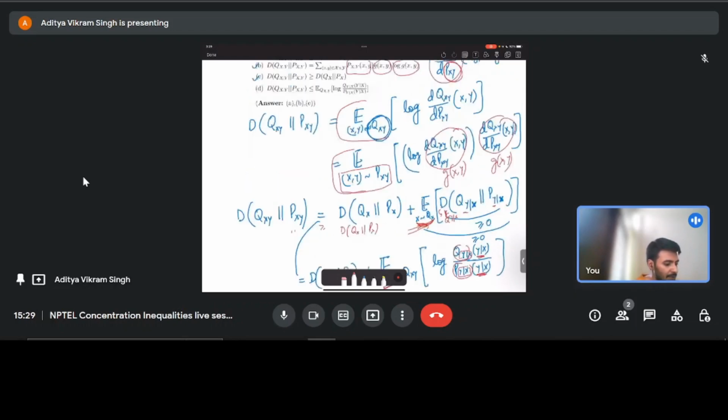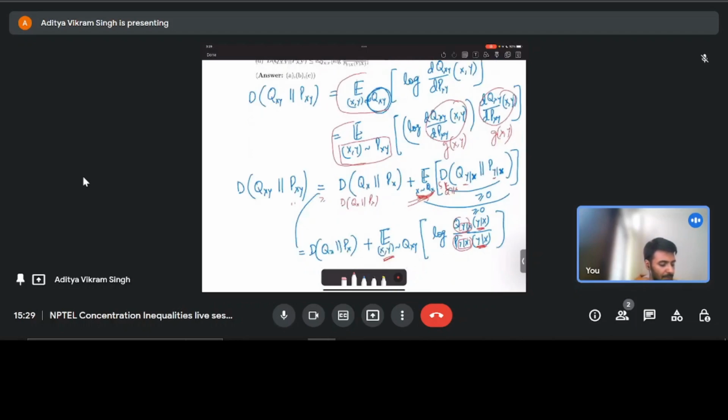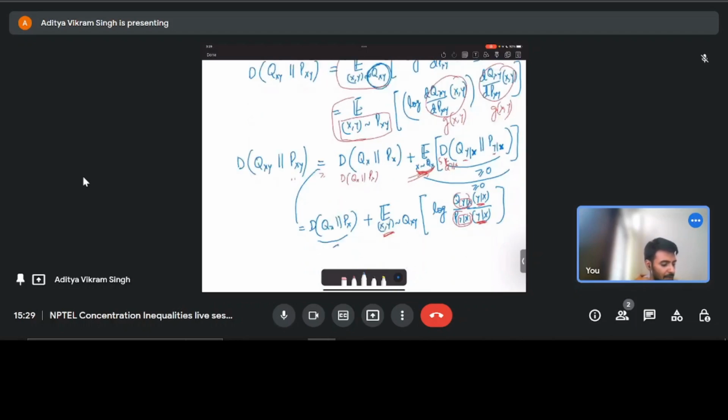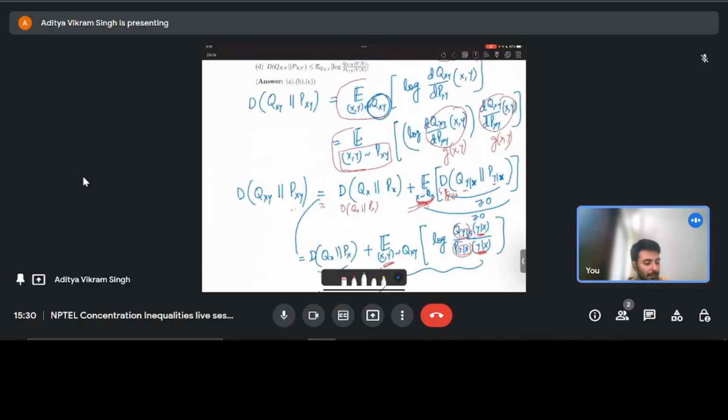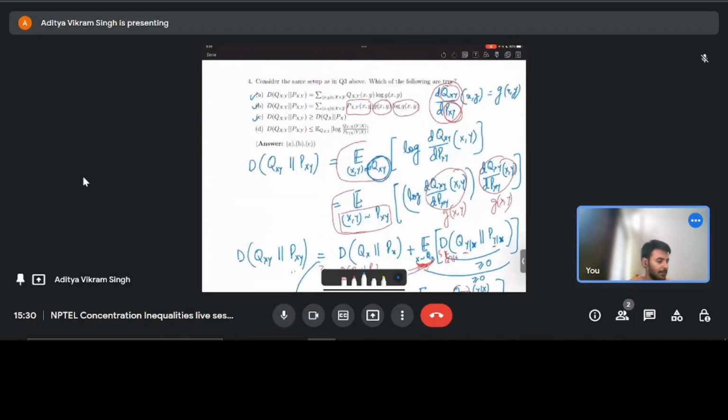So D is saying, now this term is greater than or equal to 0 again, right? Because it's a scalar. And so we should have that D(q(x,y) || p(x,y)) should be greater than or equal to this term. And this equality is the reverse of the inequality in D. So D is an incorrect option.